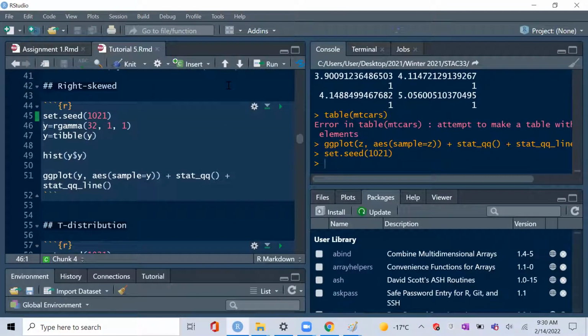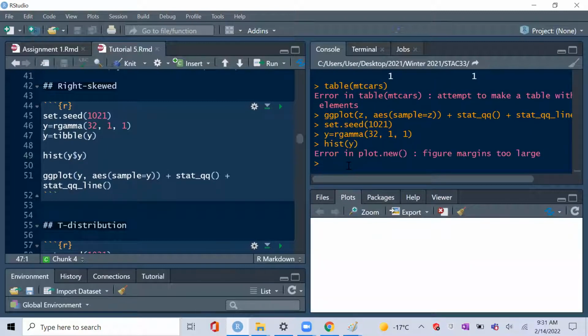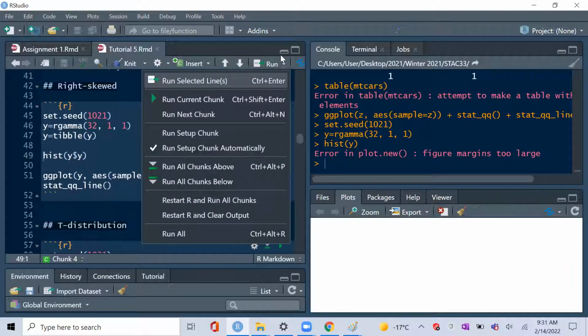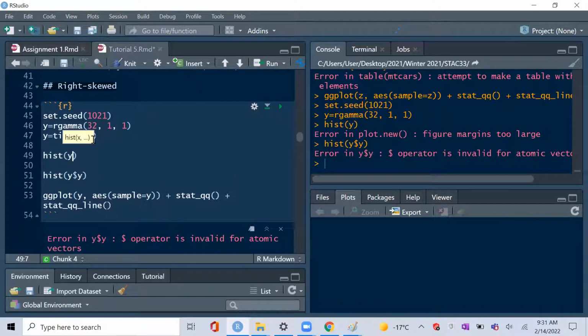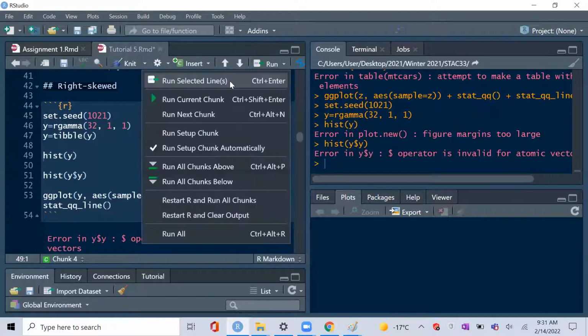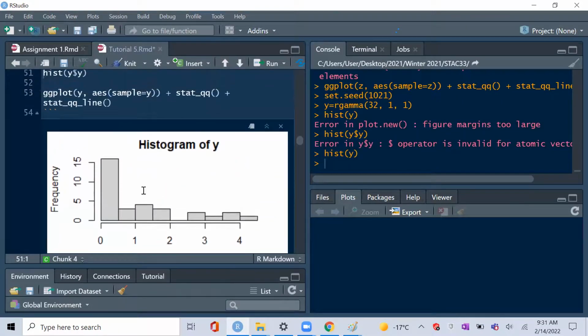I can actually show you the histogram, right? So I'm going to just run this. Before I create a table, I'm going to show you what the histogram of the data looks like. So let's do a histogram of Y. You'll see that, oh, my margins are too wide. I'm going to do it here. You'll see it looks like this. This is obviously right skewed. This is nowhere near symmetric, right?